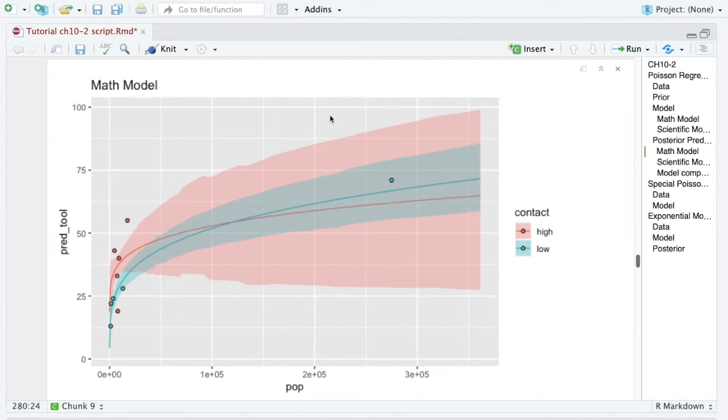So you will see the confidence interval for high contact rate islands' prediction is very wide, and the math model has no guarantee that the trend for lambda will pass through the origin, where the tool innovation equals 0 and the population size equals 0 as well.